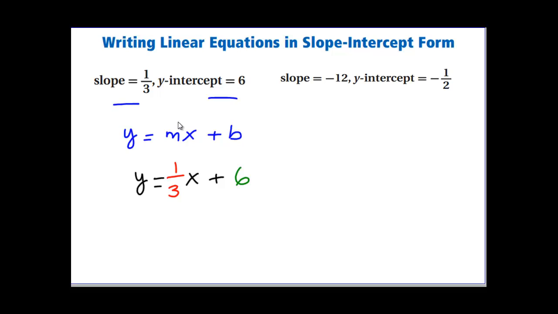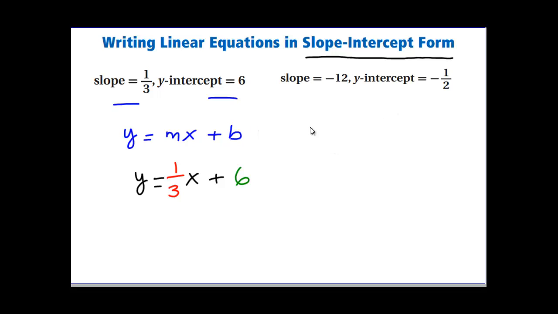And in this case, I've written a linear equation in slope-intercept form, because that's the important part, which is y equals mx plus b. And all I've had to do is substitute the values that are given. So the slope of 1/3, so that means I'm going to change my m value for the slope, and I'm going to change my b value for the y-intercept.